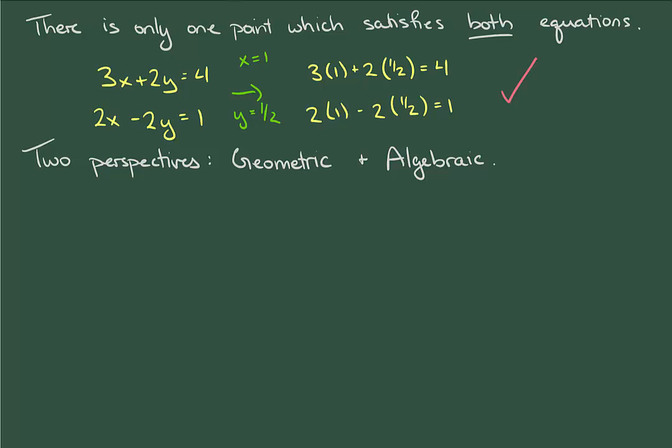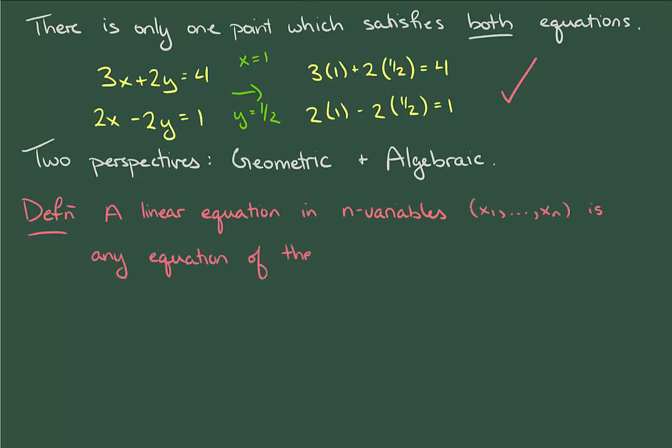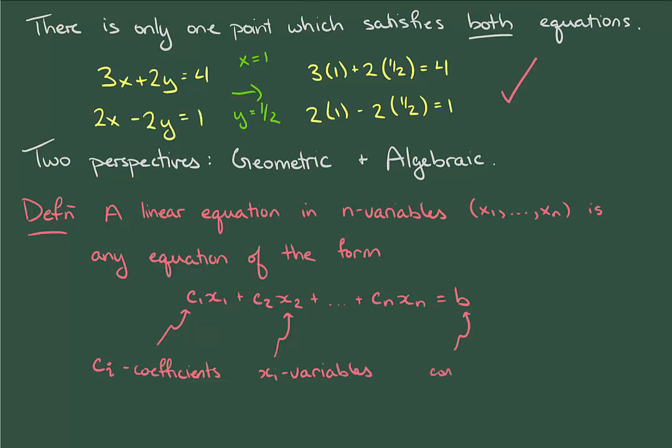Our goal is to thus generalize this to more equations and more unknowns. So, a linear equation in n variables, and let's call those variables x1 through xn, is any equation of the following form: c1x1 plus c2x2 plus ... plus cnxn is b. We call these ci terms coefficients. The xi's are called variables, and the b is called the constant term.